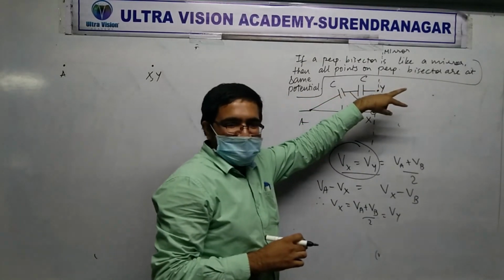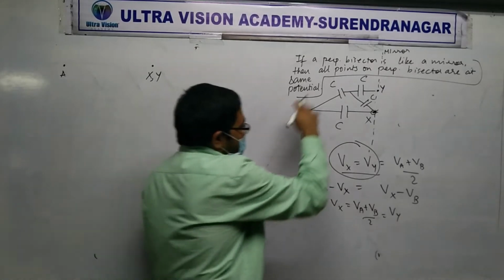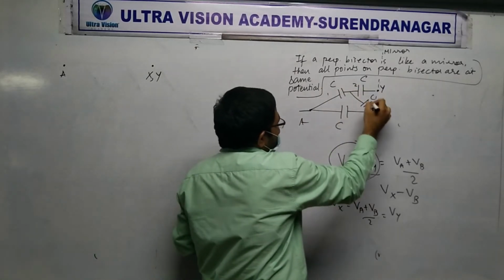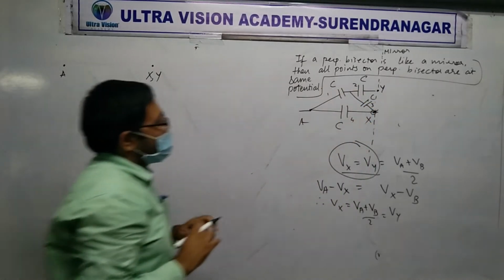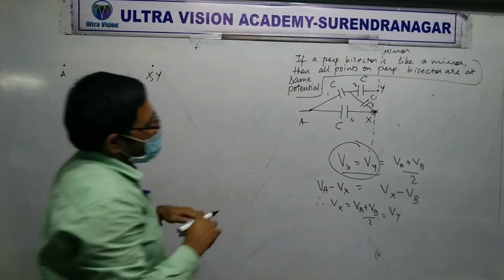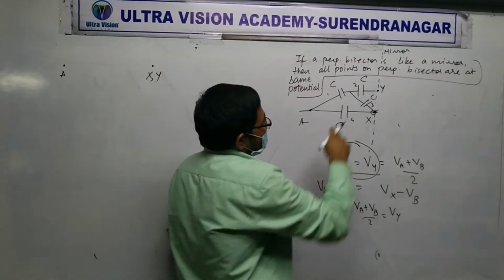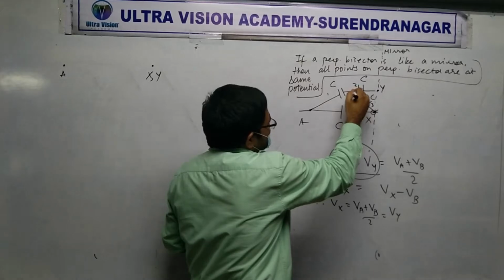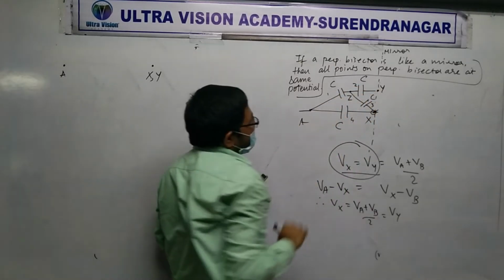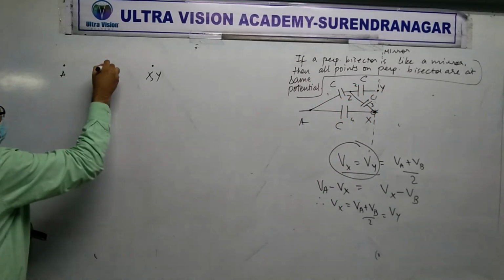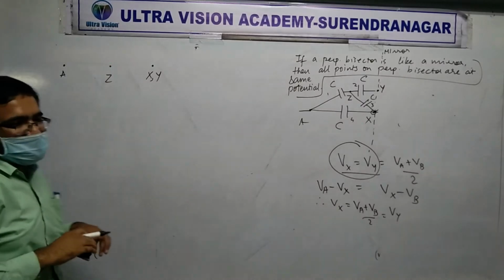Did you get there? Okay, so let's now label these capacitors 1, 2, 3 and 4. So first one. Okay, first one, and we don't know what this point is, so I can give it a name, Z. So there are 3 things here: A, Z, and XY. Did you understand?